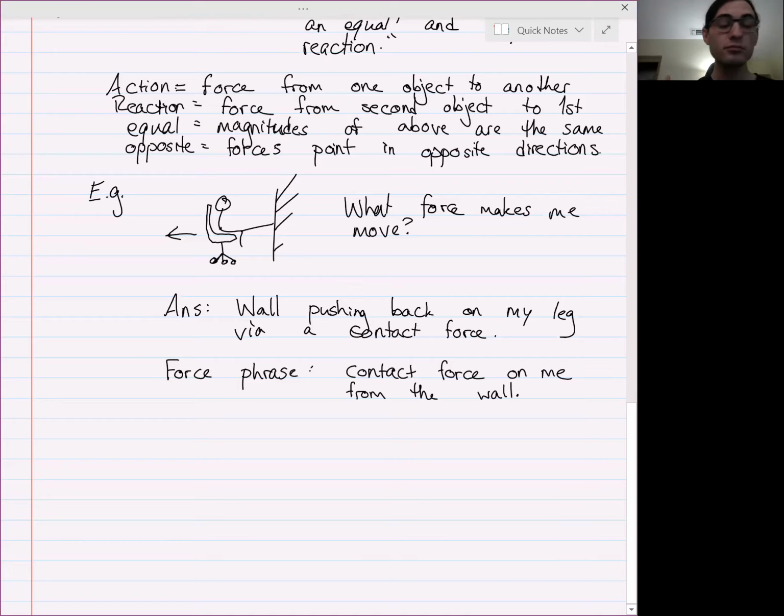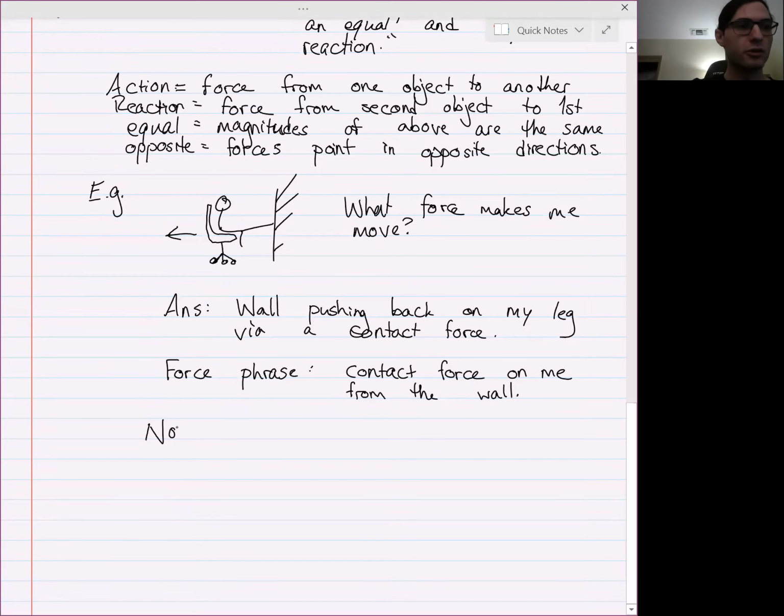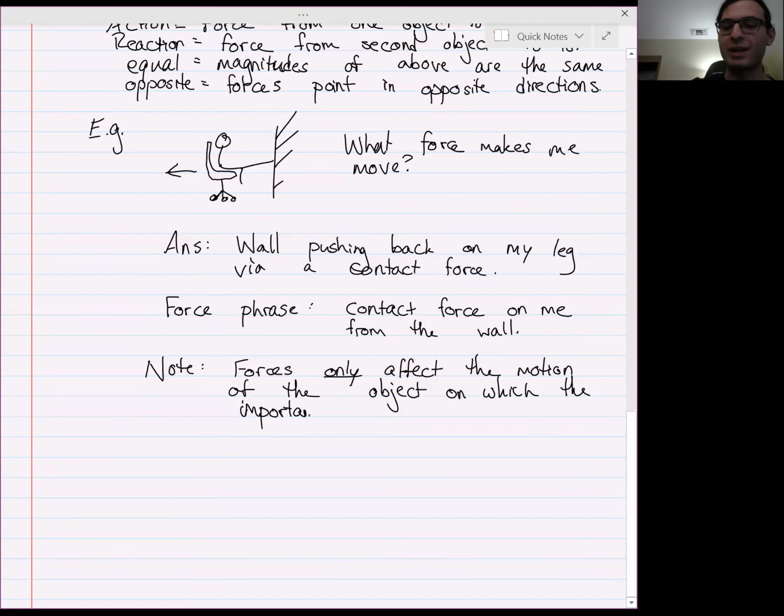Now, an important thing to note is that forces only affect the motion of the object on which the force is applied. That's important because some of you might be thinking, well, the force I applied with my legs is the thing that made me move. But that can't be the case, because the force applied by your own legs is not a force acting on you. It's a force that you are causing acting on something else.